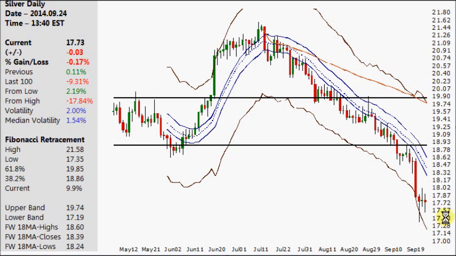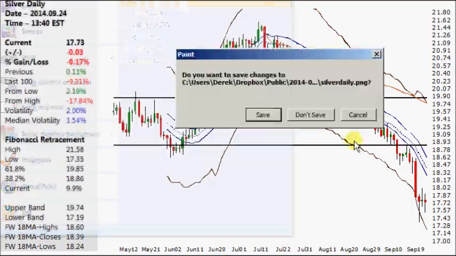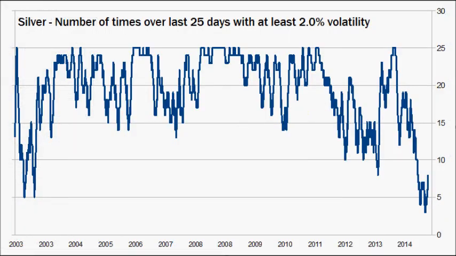Today's volatility was exactly that of 2%, and that is the fourth consecutive day, starting here, which has had at least 2% volatility, because, well, it's been very low lately. I've got some volatility charts. The first one I'm going to put up goes back to the start of 2003. It shows the number of times over the last 25 trading days with at least 2% volatility. Right now it's at 8.